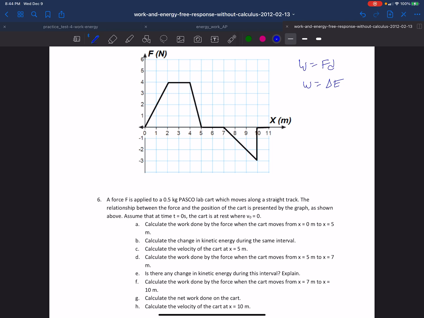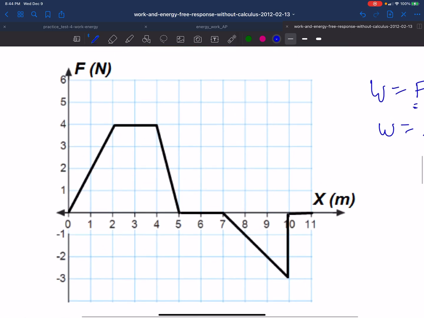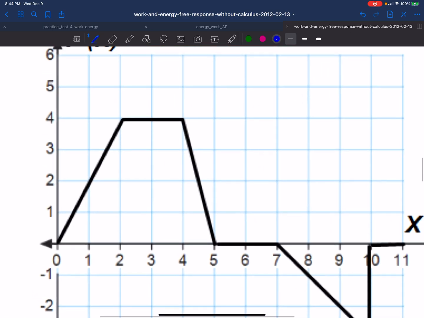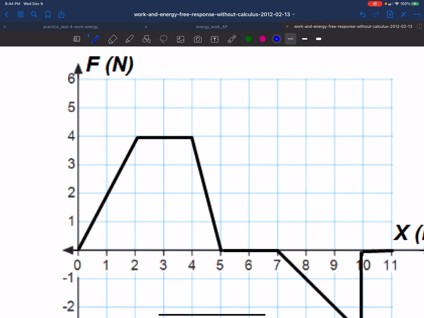Notice that the force is a non-constant force. So if you're just trying to straight do FD, that might be a bit of a problem. So I'm going to zoom in here for a little bit and then just talk about in general the things that we can do with a problem like this. So I'm going to put again that work is equal to FD.